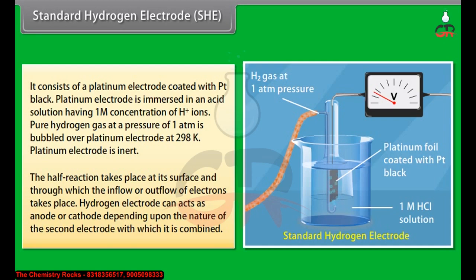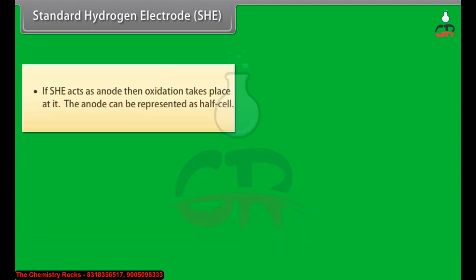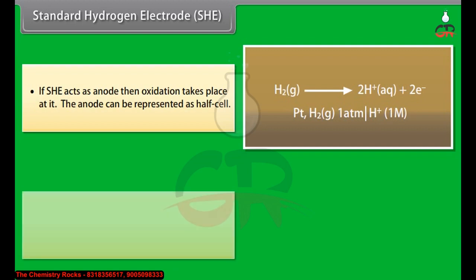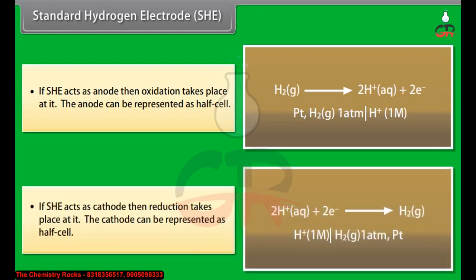Platinum electrode is inert. The half reaction takes place at its surface and through which the inflow or outflow of electrons takes place. Hydrogen electrode can act as anode or cathode depending upon the nature of the second electrode with which it is combined. If SHE acts as anode, then oxidation takes place at it. The anode can be represented as half cell. If SHE acts as cathode, then reduction takes place at it. The cathode can be represented as half cell. The electrode potential of standard hydrogen electrode is taken as 0.